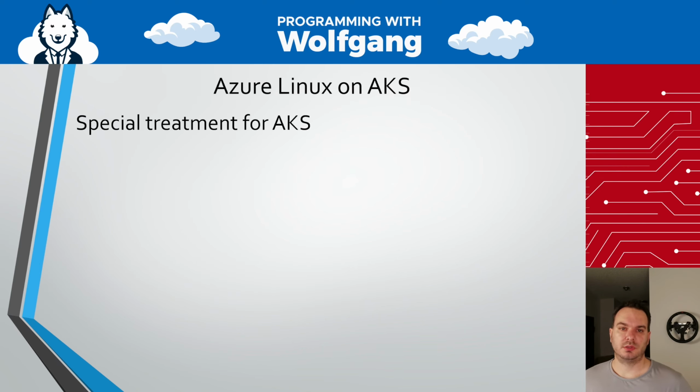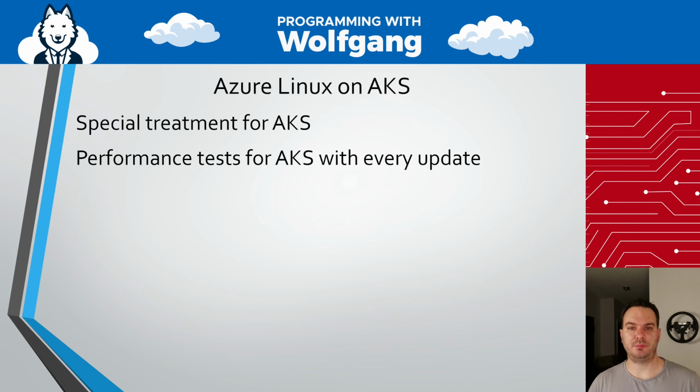And as I said before, I'm preparing for a talk about AKS security right now, and that's how I came across Azure Linux. And AKS gets a special treatment from the Azure Linux team. This means every time there's an update to Azure Linux, they do performance tests for AKS. If there is a regression performance-wise, then the update is not released. This means with every update of Azure Linux, we should get at least the same performance and hopefully a better performance for our AKS cluster.